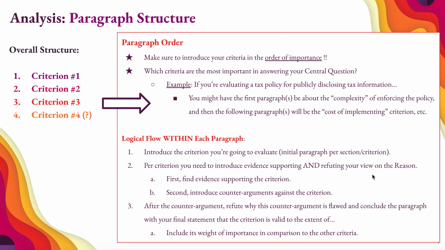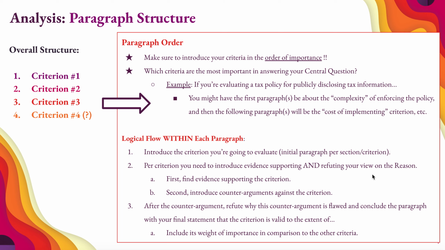So for example, if you are evaluating the tax policy for publicly disclosing tax information, you might have the first paragraph talking about the complexity, because that's the most important thing for evaluating the tax policy, and then maybe you think that the cost of implementing is the second most important. So it really is up to you. It's based on your assignment, your central question, and the criteria that you chose. So this part has a lot of room for really what suits you best.